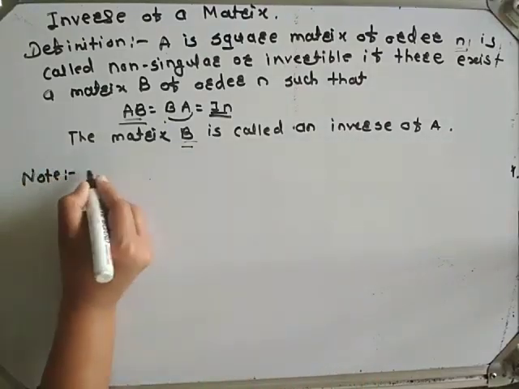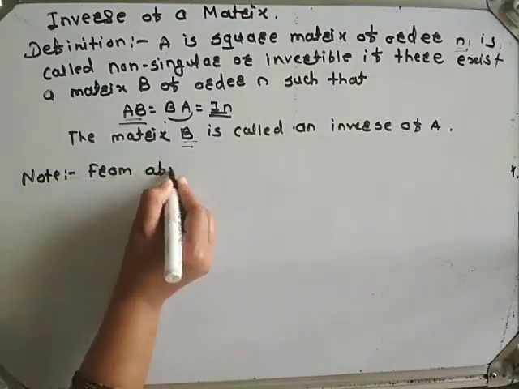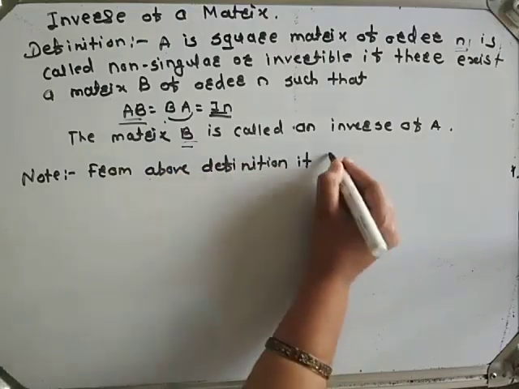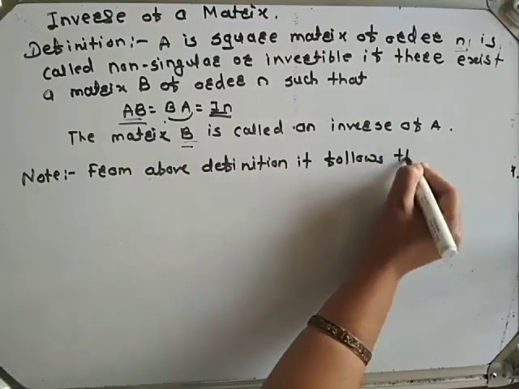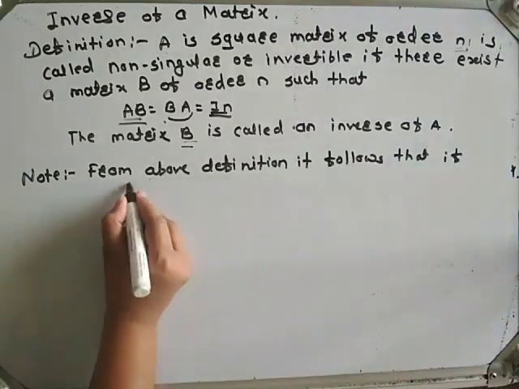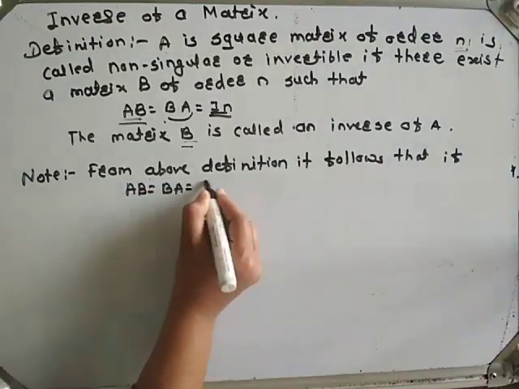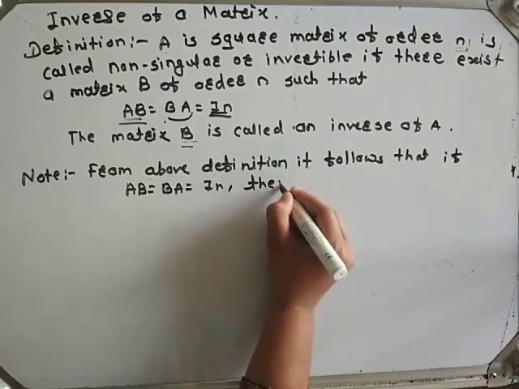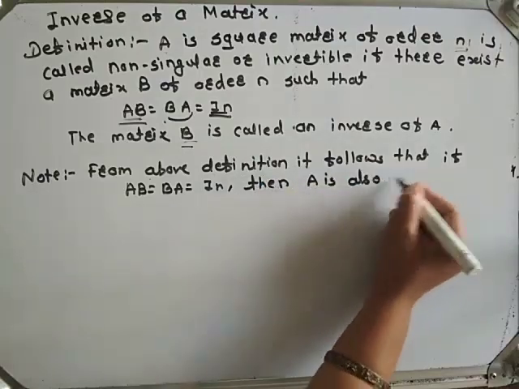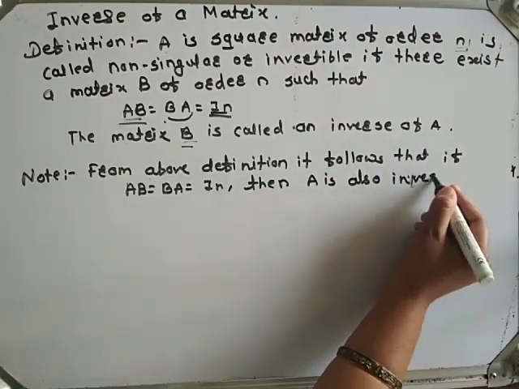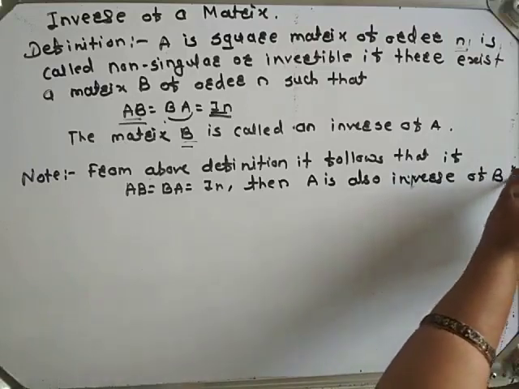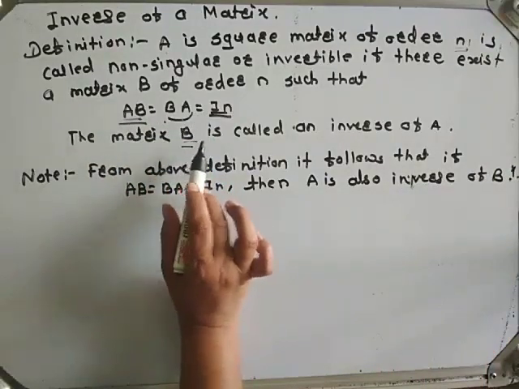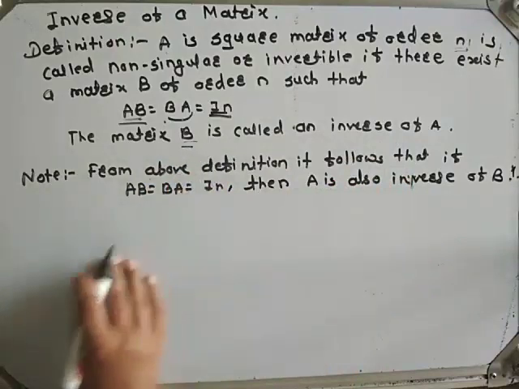Let us write down one note. From the above definition, it follows that if A into B is equal to B into A, which is equal to In, then A is also an inverse of B. That is, if AB is equal to BA, which is equal to In, then we say that B is the inverse of A and also A is the inverse of B.